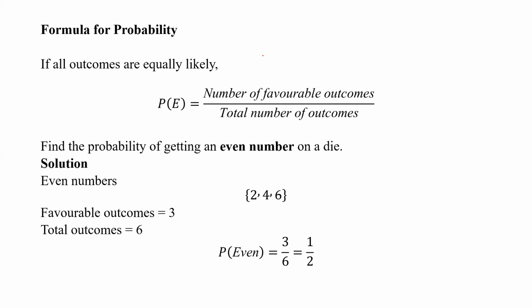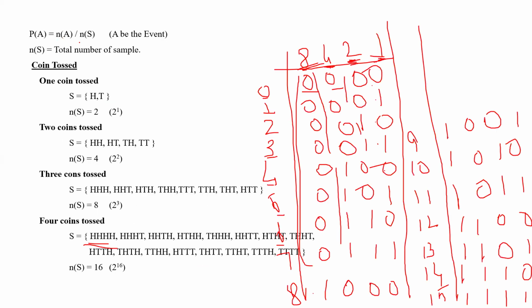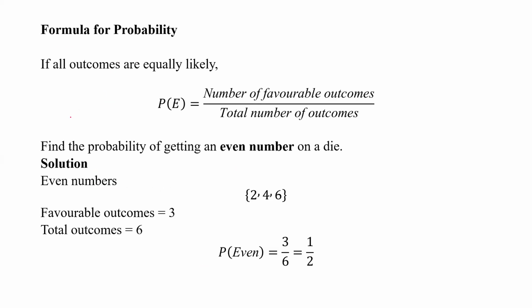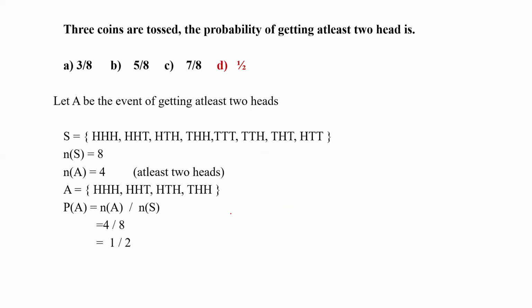What is the formula of the probability? P of E equals number of favorable outcomes divided by number of outcomes. Already I told you, N of A by N of S. N of A means number of events, N of S number of samples. For example, even numbers 2, 4, 6 is there, then P of E is what? 3 by total outcomes 6, so 3 by 6 equals 1 by 2. We will see the sums actually.